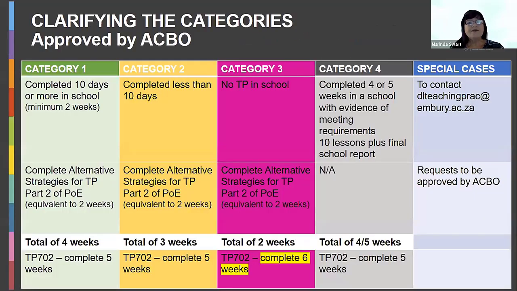From all the information we received from students and taking into consideration the requirements of national and institutional policies, we have come up with the following 4 categories of students. The first 3 categories were approved by ACBO, our academic board, and as I said, category 4 only emerged in the last few days. So I'm going to go through these categories so that you can understand in which category you fall, because that will determine the teaching practice in schools, but also the assessment requirements for this module.